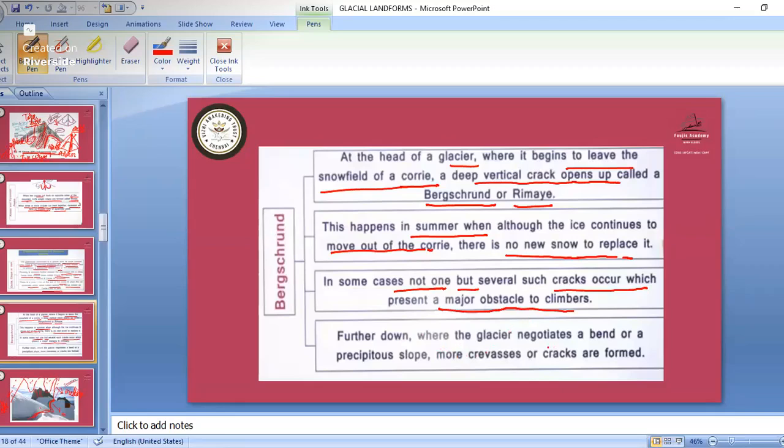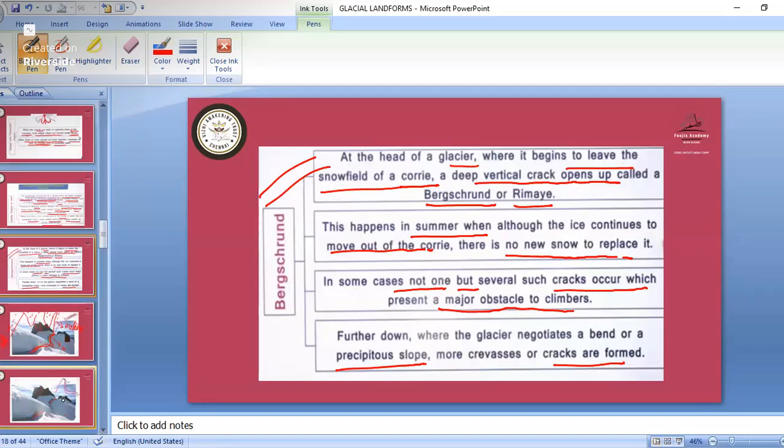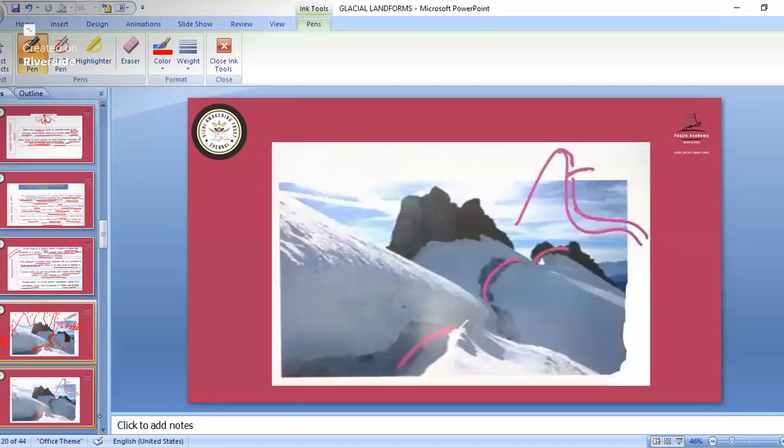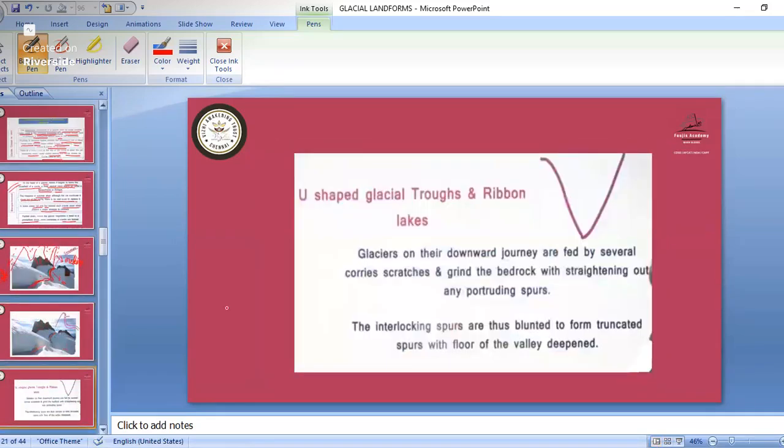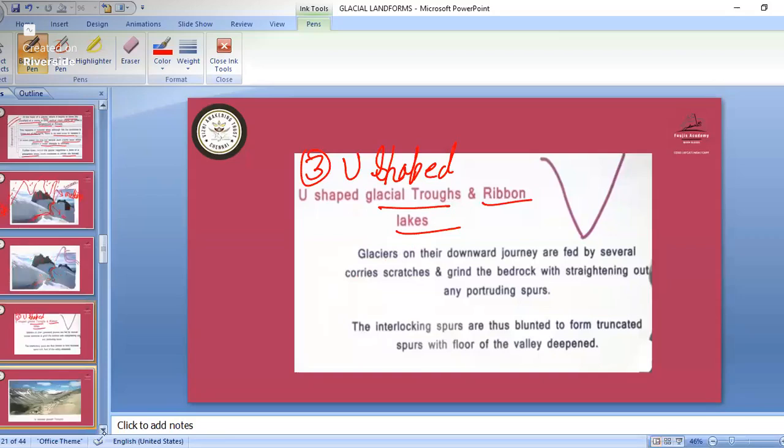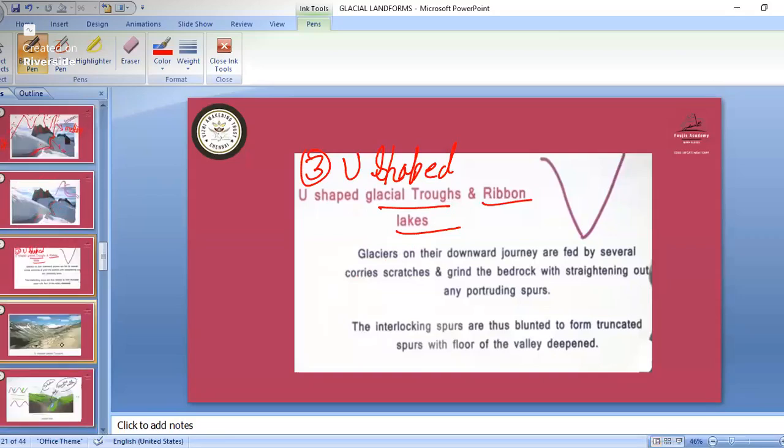Further down, where the glacier negotiates a bend or a precipitous slope, more cracks are formed. That crack will be known as what? Bergstrand. Okay, so this is one more erosional landform. Now, after the Bergstrand, we'll see another, that is the U-shaped valley or the glacial trough and the ribbon lakes. How does the formation of this U-shaped valley happen?